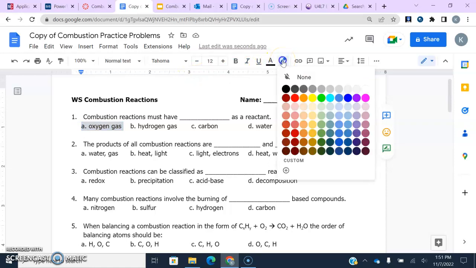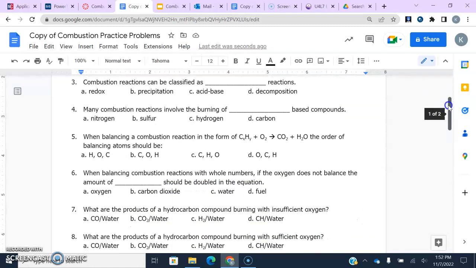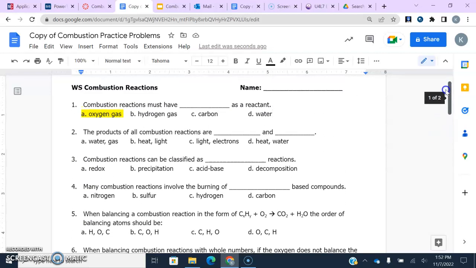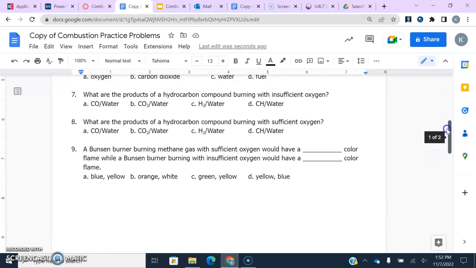And for all of these, you guys are just going to highlight it using this little highlighter function. I don't care what color you use, it is your prerogative. Just make sure your answers are highlighted so I can see them. So that's 1 through 9. That should take you no more than, I would say, 10 minutes, right? Because everything is right in your slides. So that's 1 through 9.